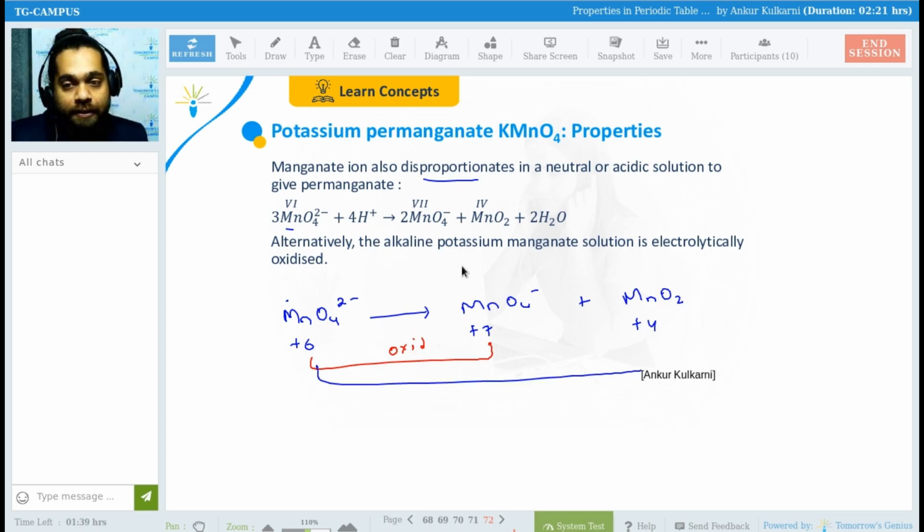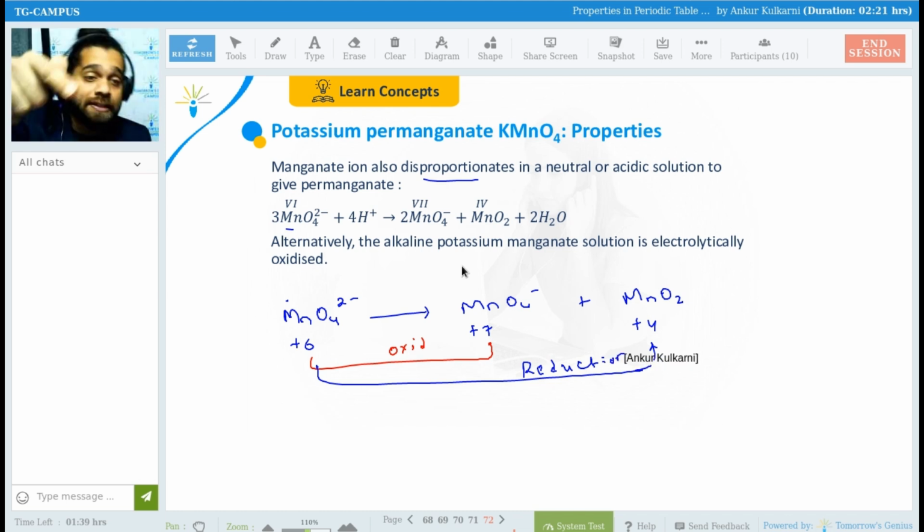But when I go from plus 6 to plus 4, Rahul, yes, what is it? It is nothing but, correct Anmoldev, reduction. So over here, your Mn itself is undergoing oxidation as well as reduction, the same element. And that is your disproportionation.